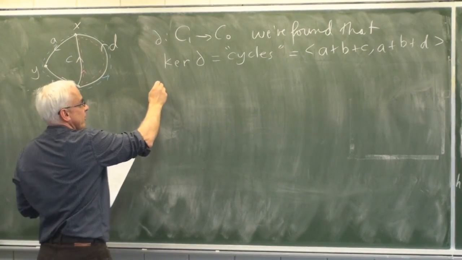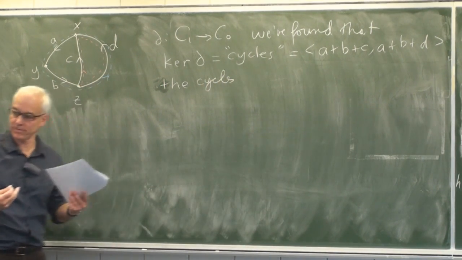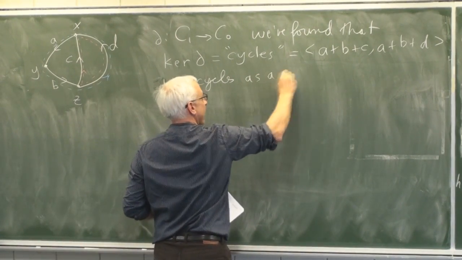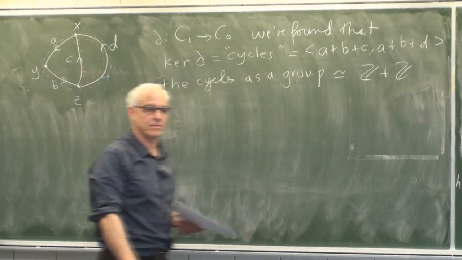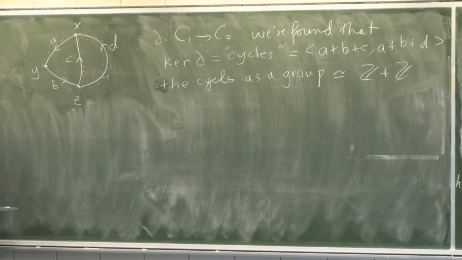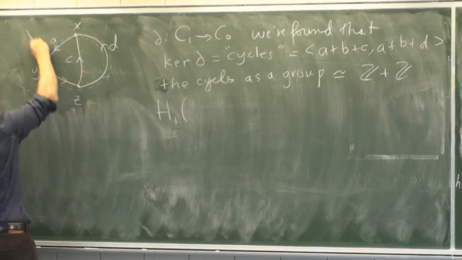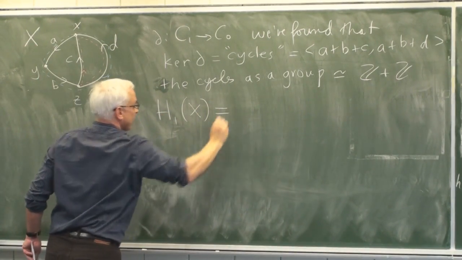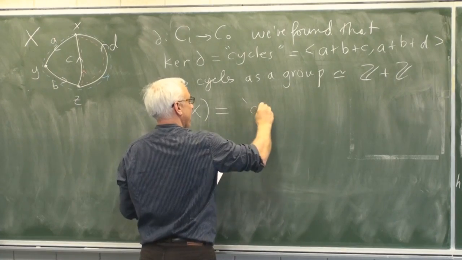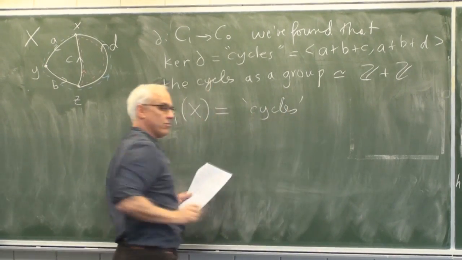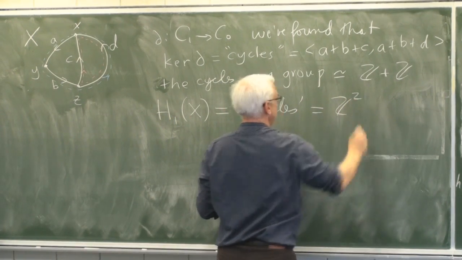So in particular, this kernel, the cycles as a group, are isomorphic to Z plus Z. And this is our first homology group. Okay? So H1 of this space, let's call the space X, H1 of X is, for now, a space of cycles. So far it's cycles, although later we'll modify this. The cycles here are Z squared.